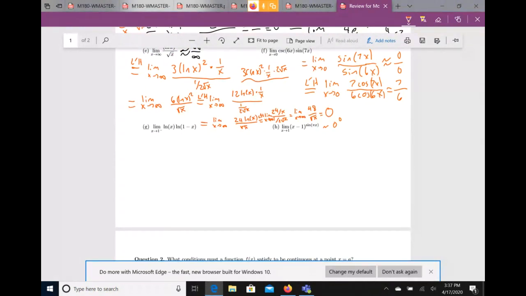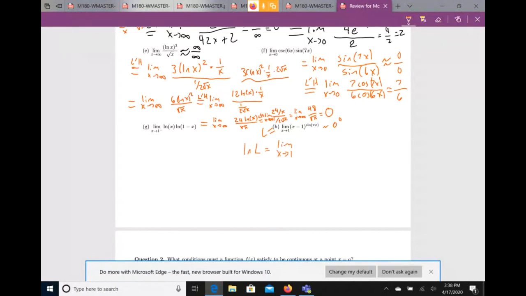So we're going to set L equal to the limit as x approaches 1. Okay, and we're going to take the natural log of both sides. When we take the natural log, you basically need to get into 0 over 0 or infinity over infinity. So use the natural log to bring the sine down.